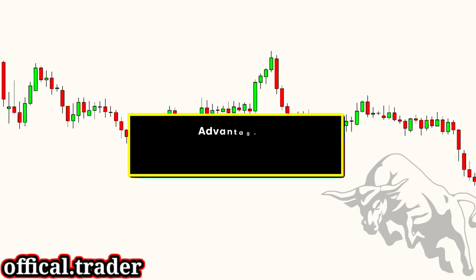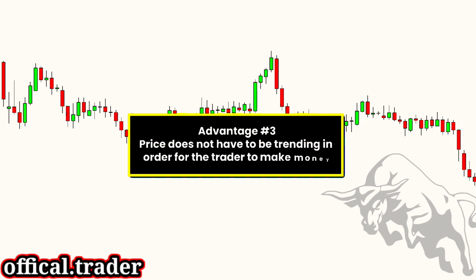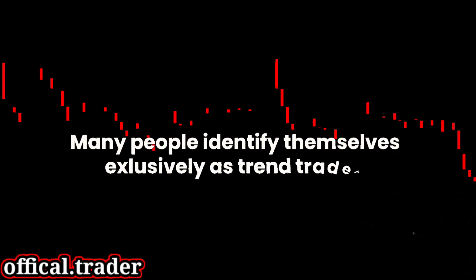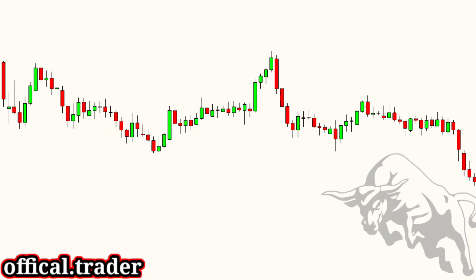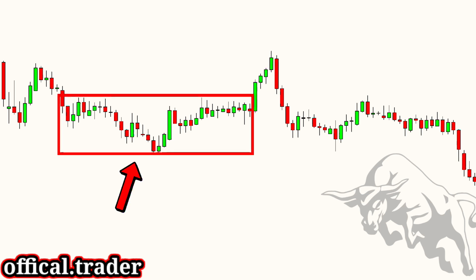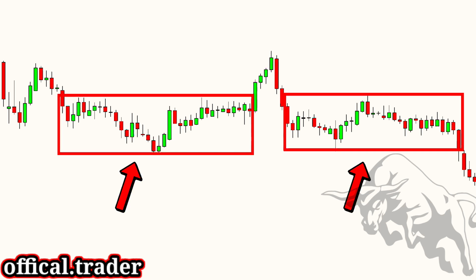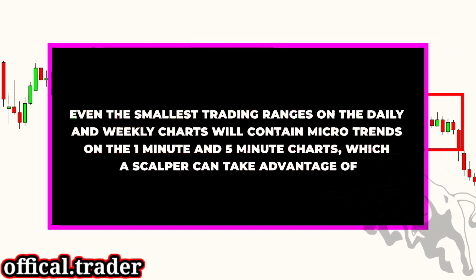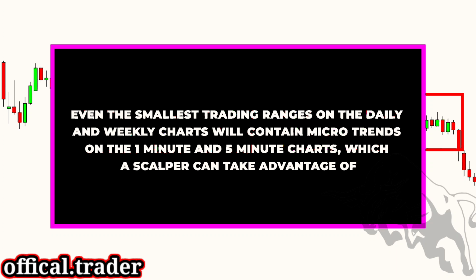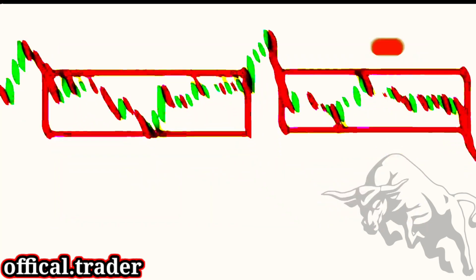The third advantage of scalping is that it does not require price to be trending in order for the trader to make money. Many people identify themselves exclusively as trend traders. There is nothing wrong with this, but it can lead to problems when their favorite market is stuck in a non-directional trading range. In this scenario, they would have to wait for price to break out outside of the trading range before they will have a trading opportunity. With scalping, this is a non-issue. Even the smallest trading ranges on the daily and weekly charts will contain micro trends on the 1 minute and 5 minute charts, which a scalper can take advantage of.